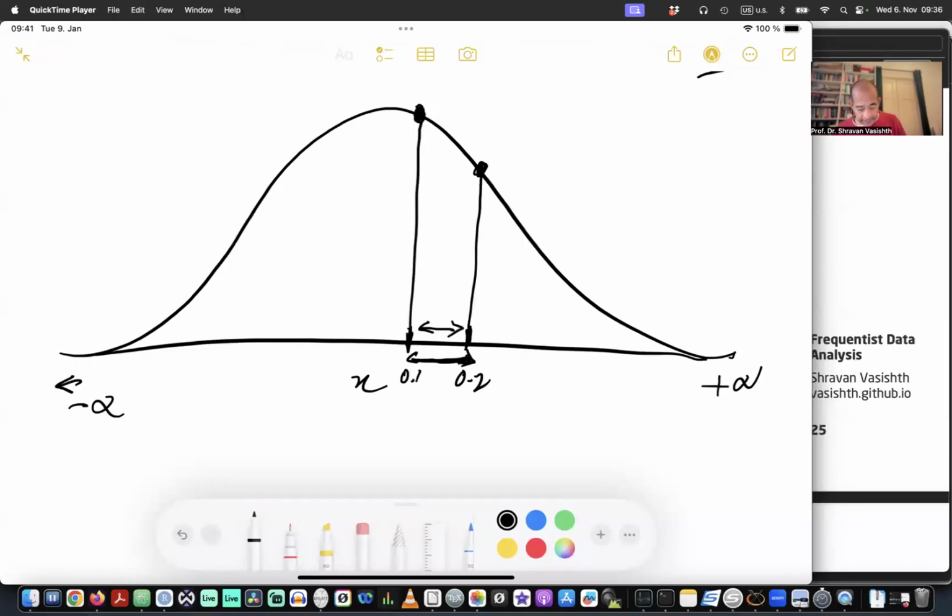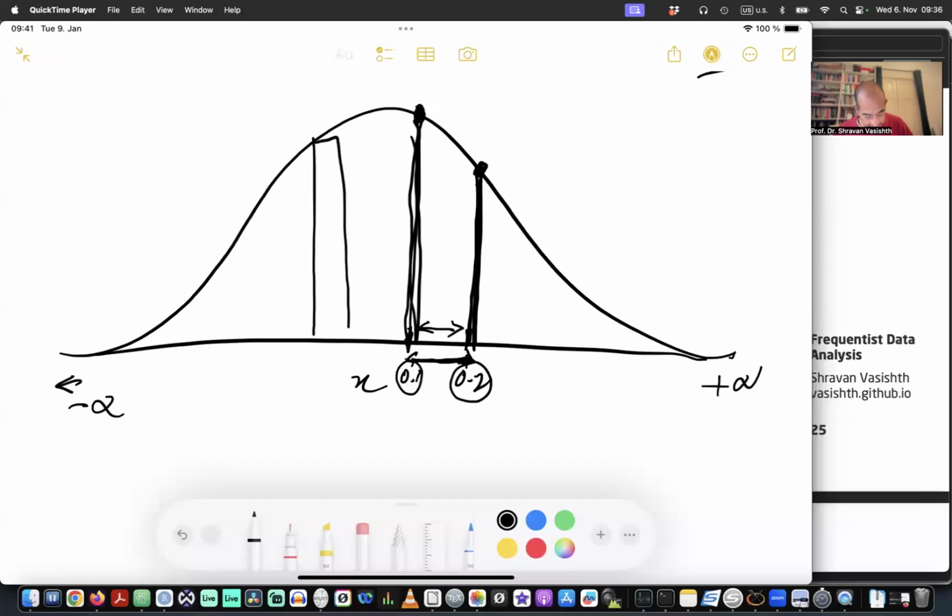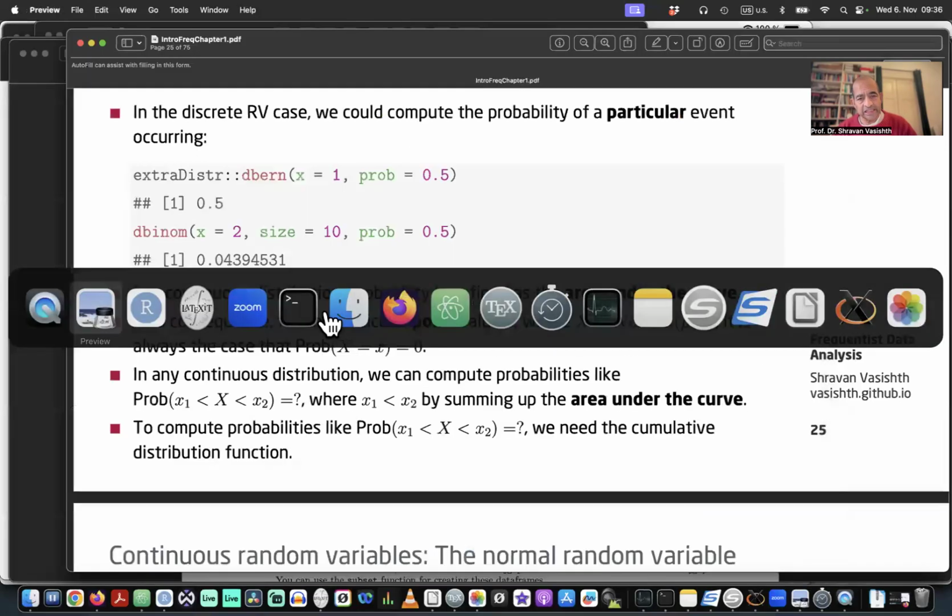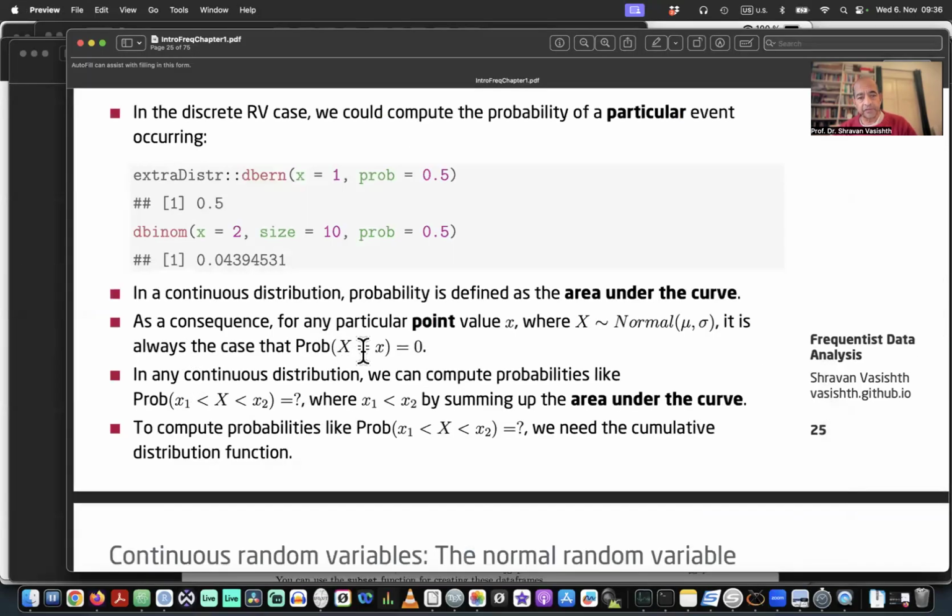So the probability of observing a particular number like 0.1, 0.2 will be defined as the area under the curve, and the area under the curve at any point value will have to be 0, because the area under the curve can be approximated as a rectangle like this with a certain width and a certain height. But if the width is 0, which it will be at a particular point value, then the area under the curve has to be 0. So by definition, the probability of observing any element in the support of X is 0 in a continuous distribution. This is different from the discrete case.